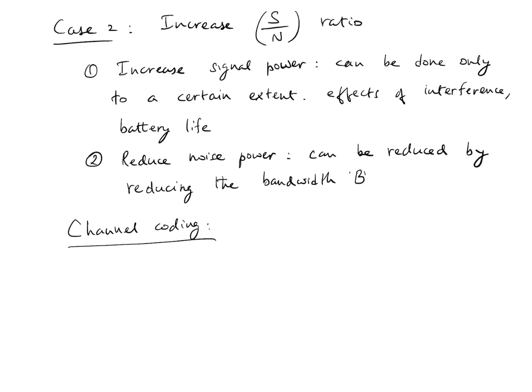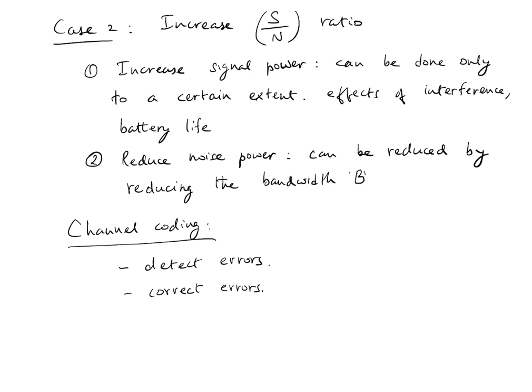What is channel coding? Channel coding is a technique or method used to detect and correct errors in the received data. So it has two purposes. The first is to detect errors, and then also to correct the errors.